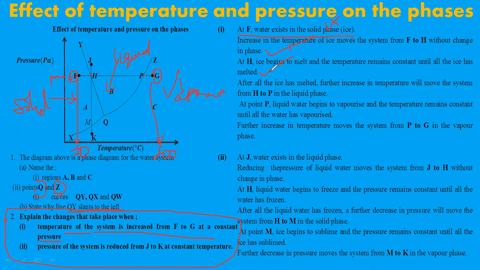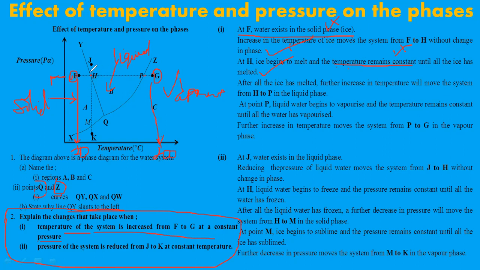Are we together? Yes. So at H, ice begins to melt and the temperature remains constant. Why? During melting, temperature is always constant, so that one must be emphasized. If it's not emphasized, you don't get that mark, okay? So at H, ice begins to melt and the temperature remains constant until all the ice has melted.